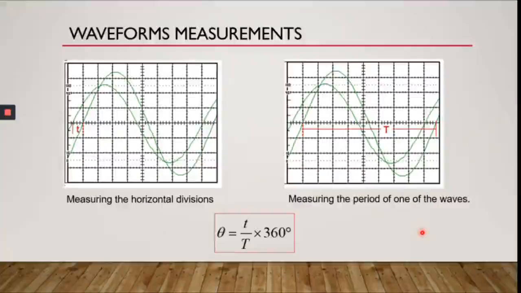So this is another application of waveform measurement. We can use it to measure the phase shift between two signals. This is the phase difference between the two signals, given as a small t. And then the period, we give it as a capital T, and we can use the ratio to determine the angle theta. Multiply the ratio with 360 degrees.